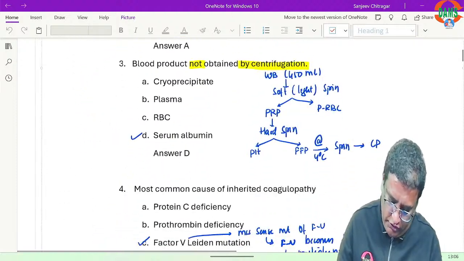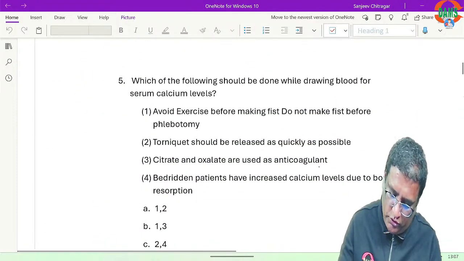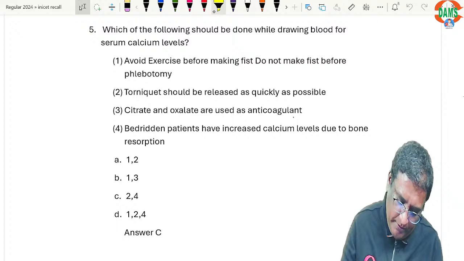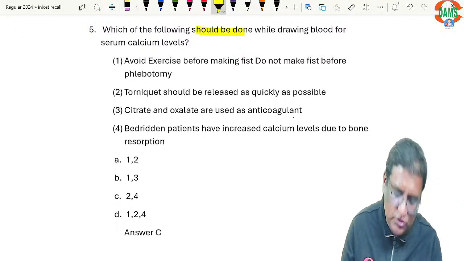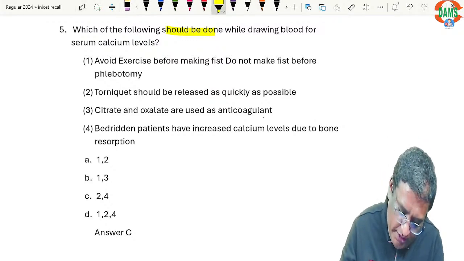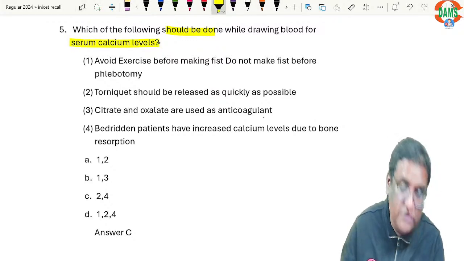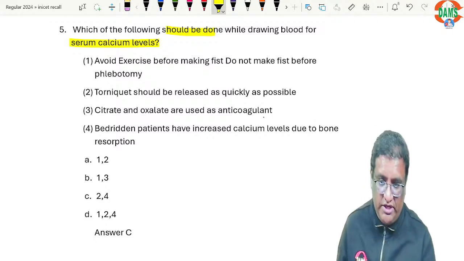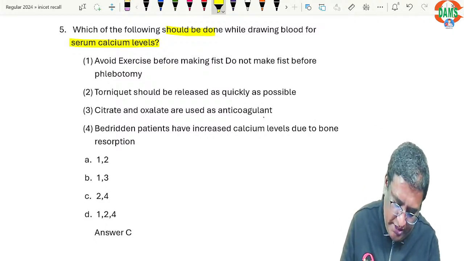Yeah, so which of the following should be done? This was the question asked. Most of the people have recalled this as "should be done." Anyway, if it was "should not be done," the answers will be opposite, by the way. While drawing blood for serum calcium levels, this was the question asked, and it was a multiple true/false.